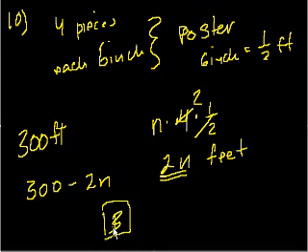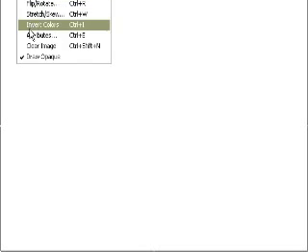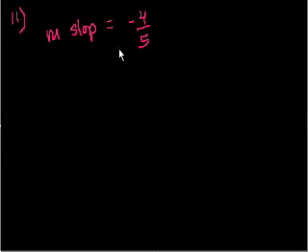Next problem. Problem 11. I'll switch to magenta. In the xy coordinate plane, line M is the reflection of line L about the x-axis. If the slope of M is equal to minus 4/5, what is the slope of L?